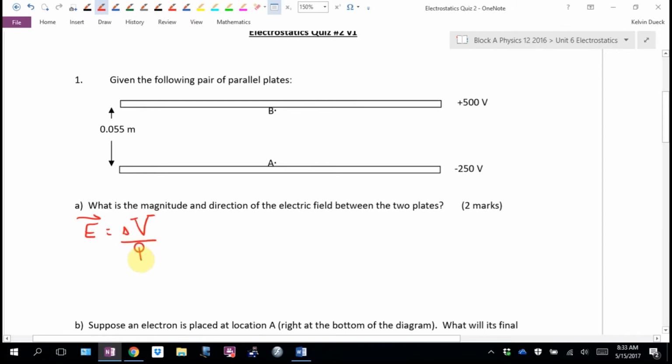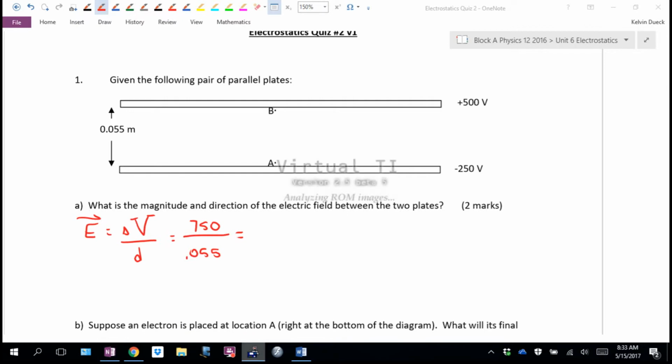is the voltage divided by the distance, how far apart the plates are. It looks like the voltage that we travel through here is not 500. I think it's 750 because we're starting at negative 250 and ending up at positive 500. The distance is 0.055 meters. So that's going to give me the magnitude of the electric field. How big is that? Let's find out.